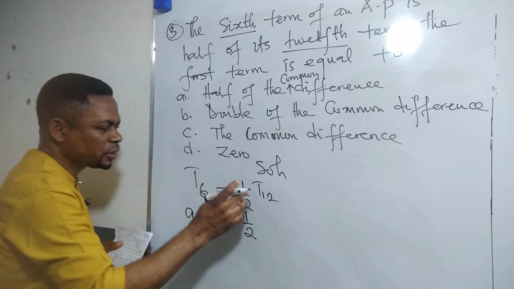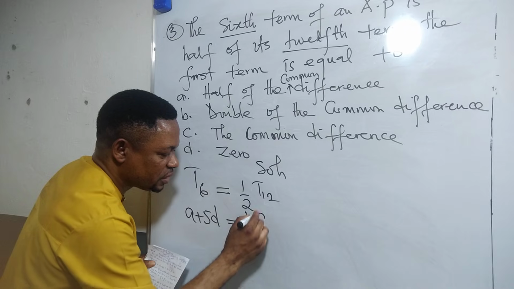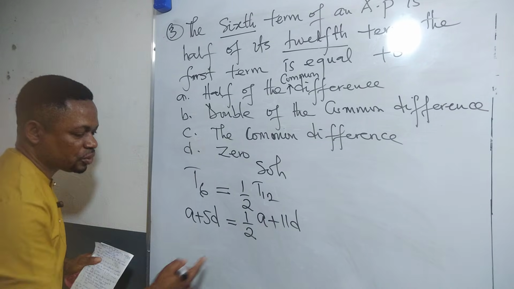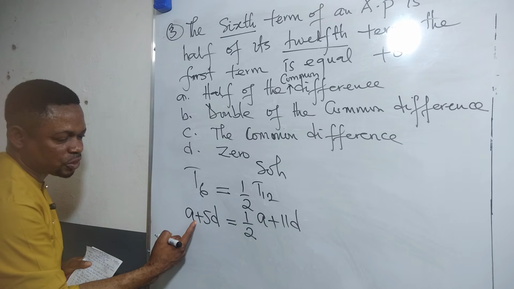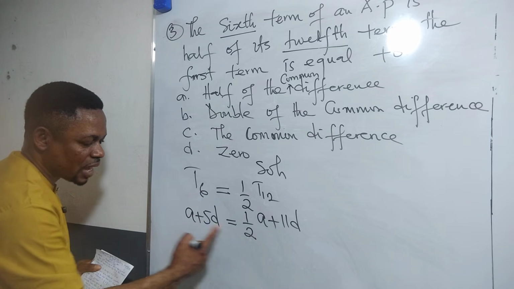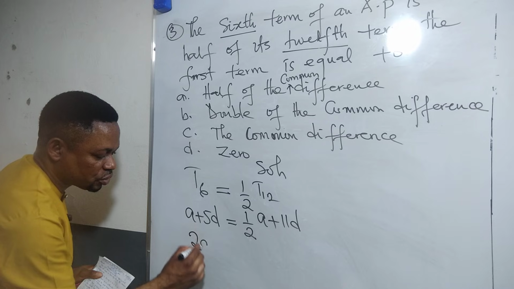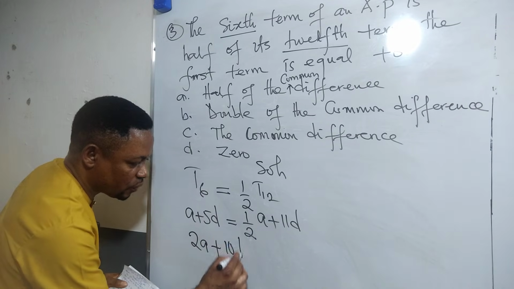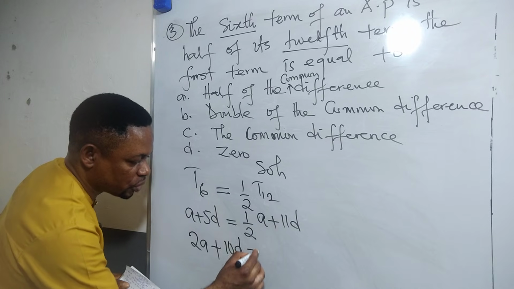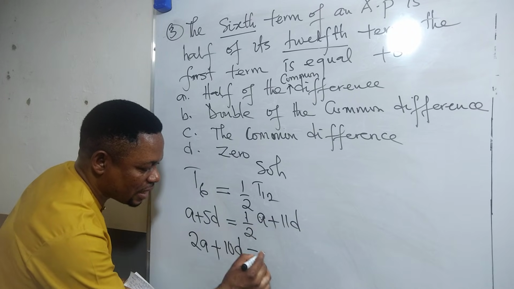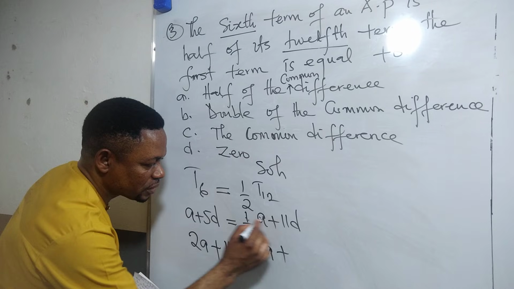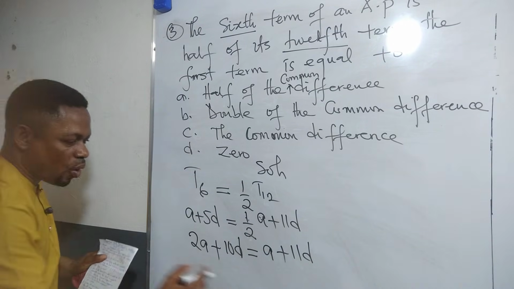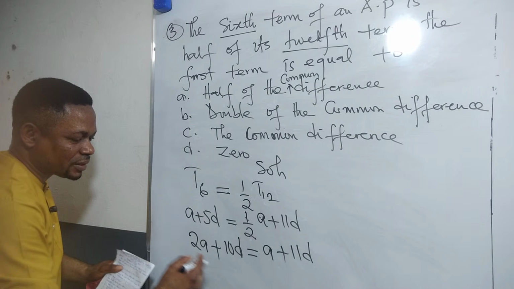What is the formula for the 12th term? It is A plus 11D. Now what am I going to do? I'm going to use these two to cross multiply. Let's go. 2 times A should give us 2A, plus 2 times 5D will give us 10D, then equal to 1 times A, which is A, plus 1 times 11D, which is 11D. Am I communicating now? All I'm going to do now is to collect the like terms.